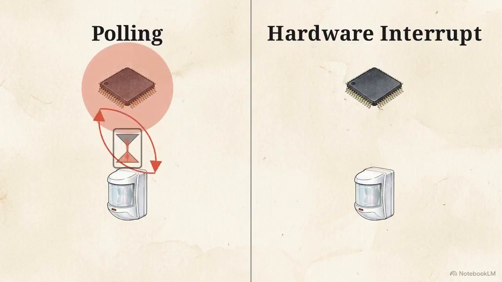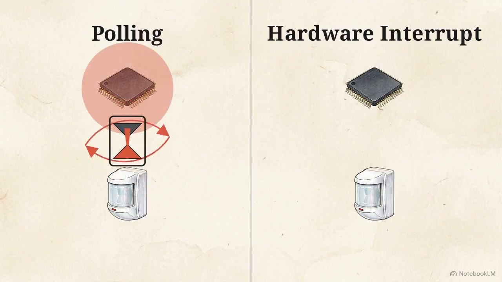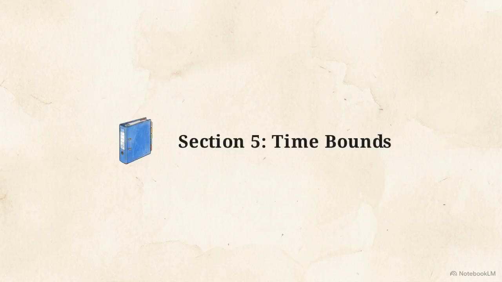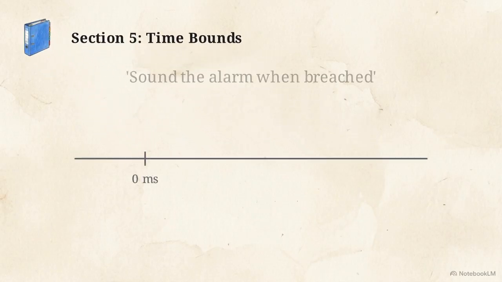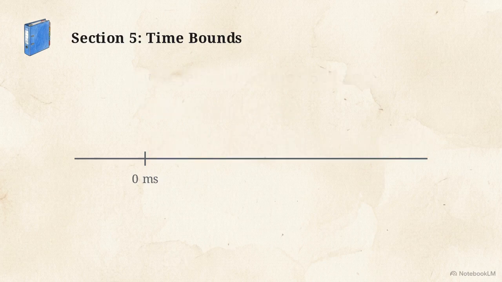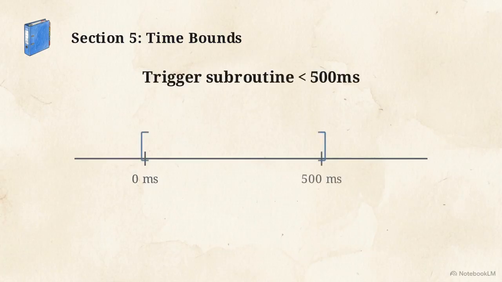Without explicitly documenting this transfer method, developers might implement a polling loop that consumes too much processing power, creating data bottlenecks and causing the system to miss a critical break-in event. Once the data successfully enters the system, every critical function that follows must be quantitatively bounded in time within Section 5 of the SRS. Writing "sound the alarm when a breach is detected" is a useless engineering instruction. It leaves the acceptable processing time completely open to interpretation.